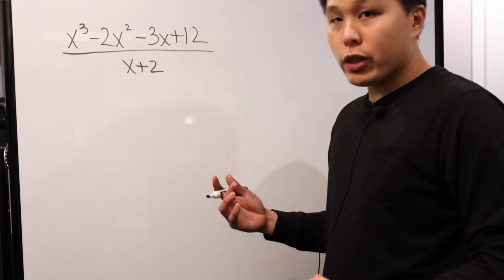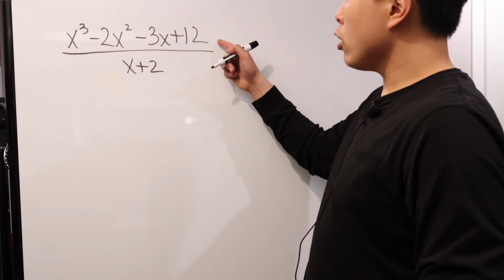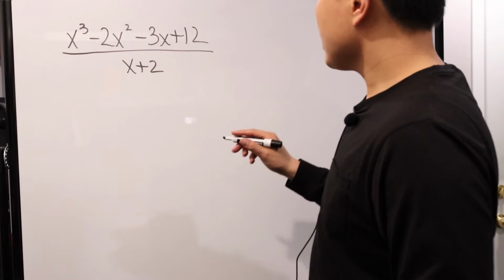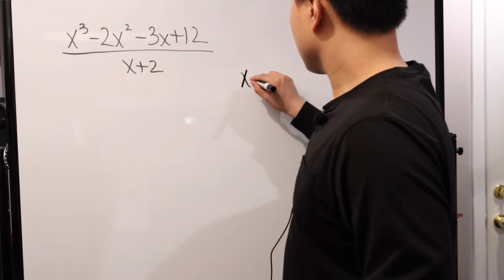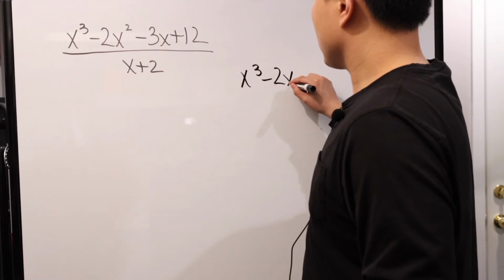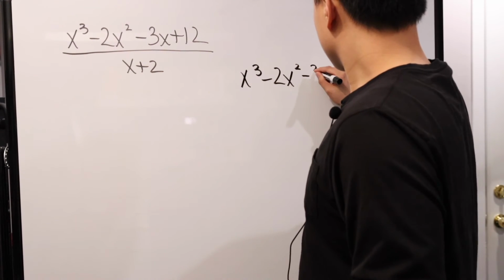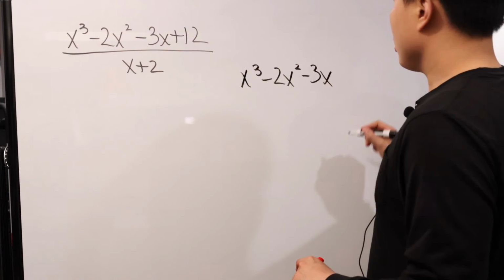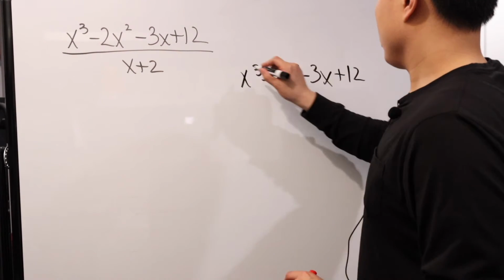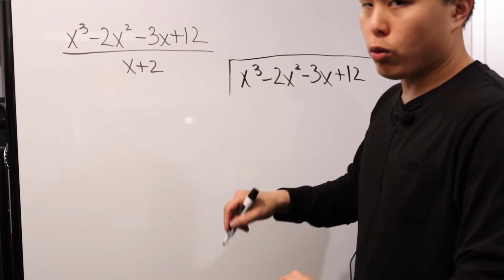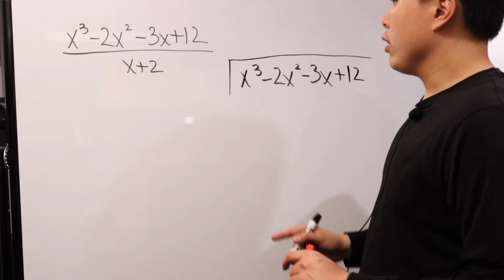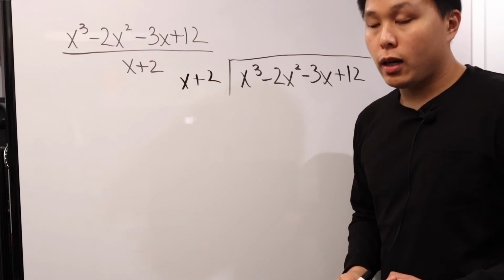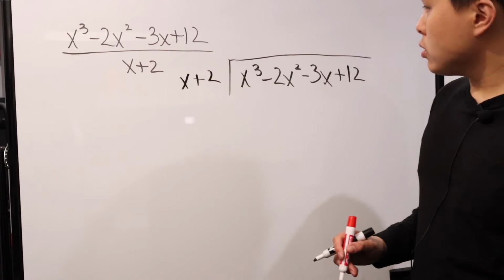Once again, everything stays the same. You're dividing this large cubic function right here by this smaller one right here. So if that's the case, let's just rewrite it. X cubed minus 2x squared, minus 3x, plus 12. So we have the x cubed, x squared, then the regular x term, and then the constant. We don't have to include any 0 placeholders, it's all there. We're dividing it by x plus 2. That's not bad.